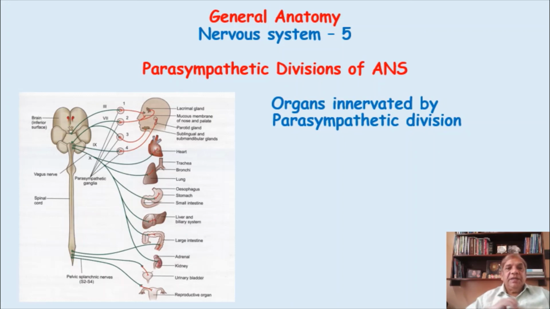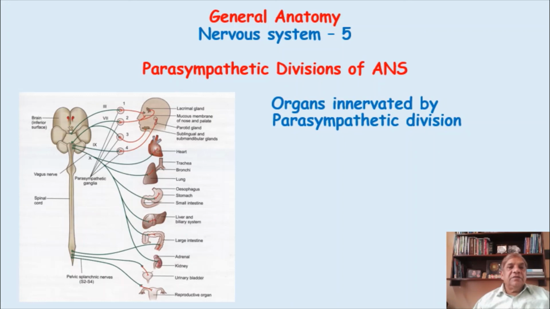For example, it supplies the lacrimal gland, and this division also supplies the smooth muscle of the iris, which regulates the contraction and relaxation of the sphincter pupillae. It also supplies glands like the submandibular gland, and the ninth cranial nerve supplies the parotid gland. Part of the seventh cranial nerve supplies the submandibular gland also. These are the ganglia associated with these parasympathetic cranial nerves.